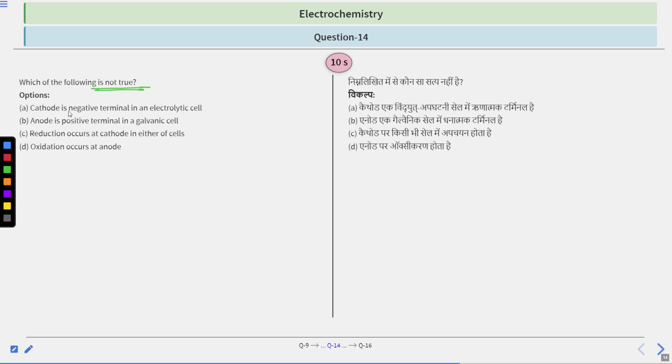So options are: cathode is negative terminal in an electrolytic cell. Anode is positive terminal in a galvanic cell. Reduction occurs at cathode in either of cells. Oxidation occurs at anode. So you have 10 seconds to solve this question. After that, we will see the answer.